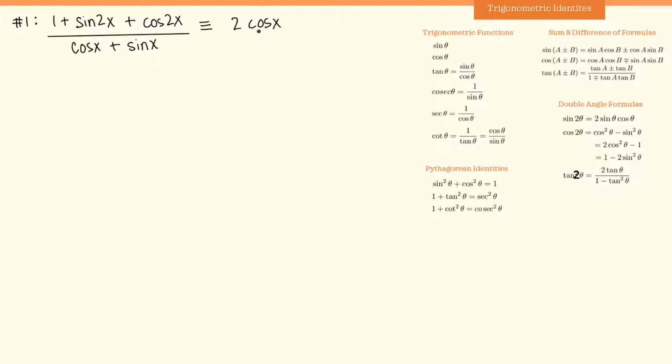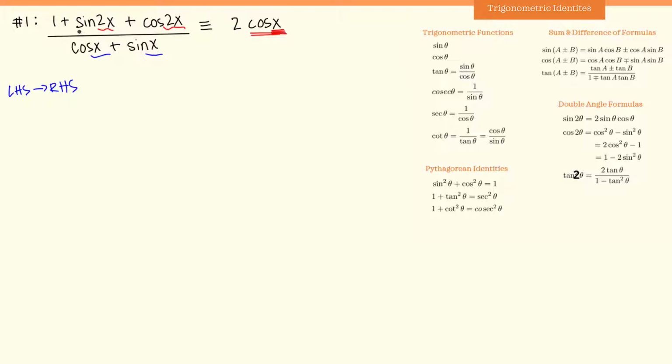Notice on the right hand side I only have cosine of x and I have a single angle which is x. But on the left hand side I have a mix of double angles and single angles. So in order to prove the left hand side into the right hand side, I need to convert all of the angles on the left hand side into single angles.